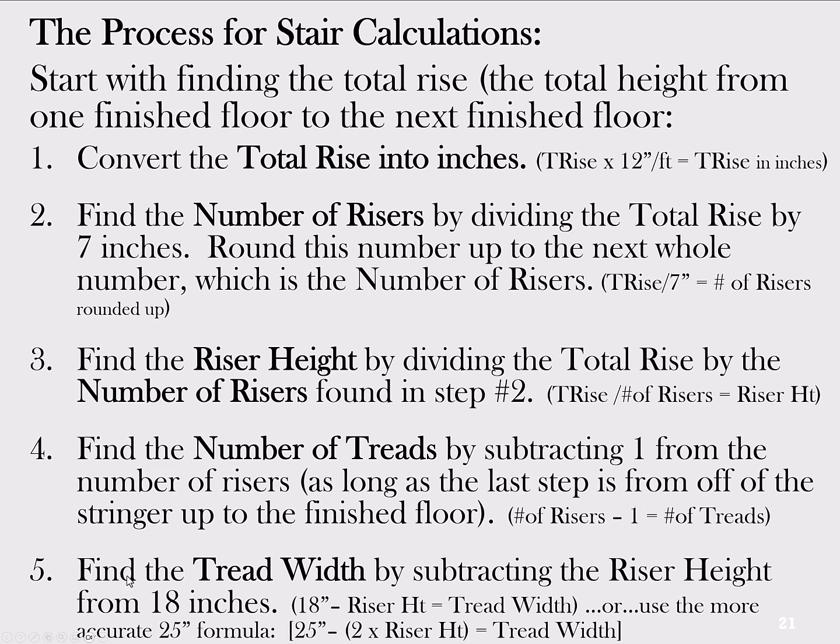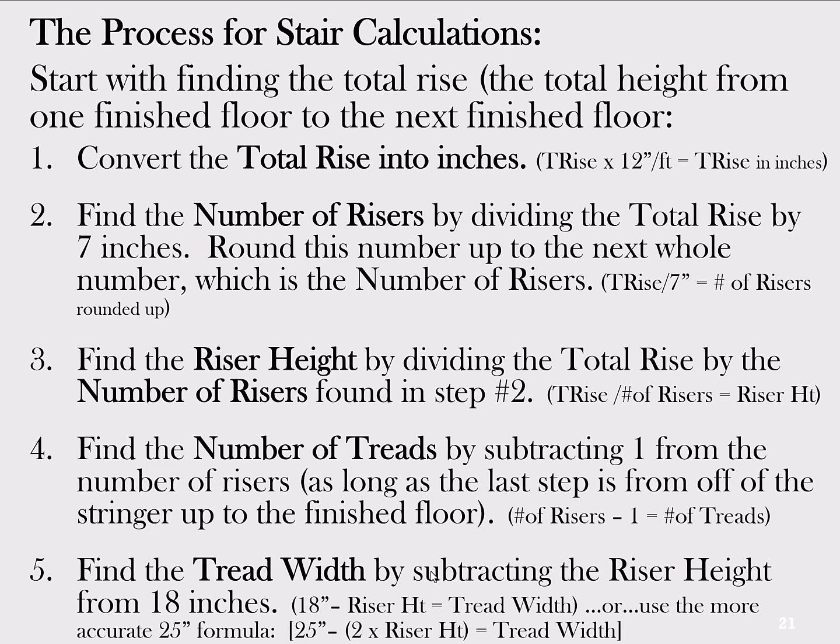And then the 5th step, if you were going to find the tread width itself, that was the last thing that could be kind of optional maybe. There's 2 formulas you can use. You can take 18 inches, which comes from taking 7 inches and 11 inches and adding them together, and we get 18 inches. We subtract off the actual riser height to give you the tread width.